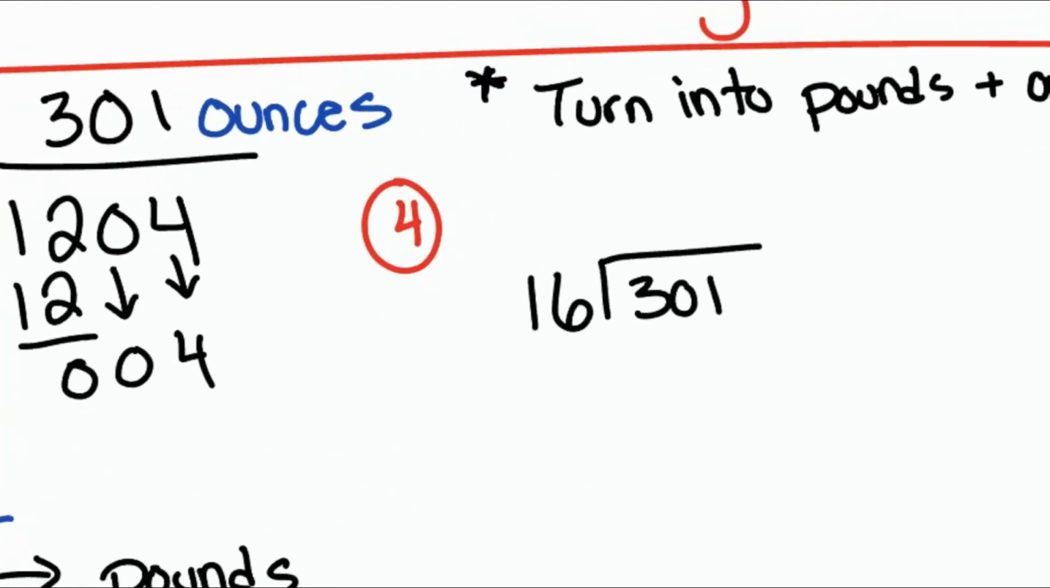Everyone, how many times does 16 go into 30? Correct, just one time. So we'll put that right there. We'll subtract the 16. 30 minus 16 is going to give us 14 left over. From here, everybody, we'll drop the 1.